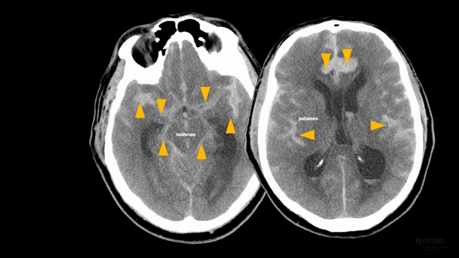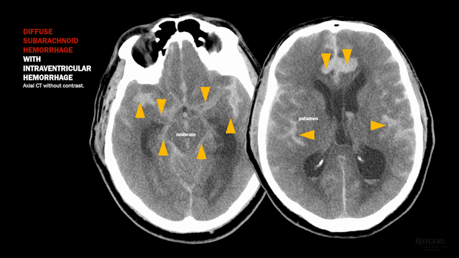So this is a classic high-grade subarachnoid hemorrhage. There's also some intraventricular hemorrhage that's marked by the white arrows. So tell me, how is this patient going to present? That's right, worst headache of life and meningeal signs.